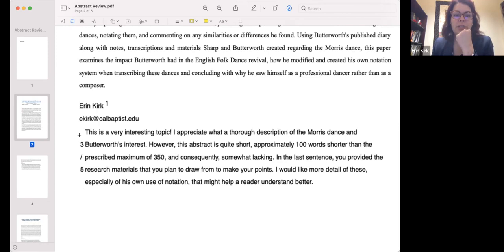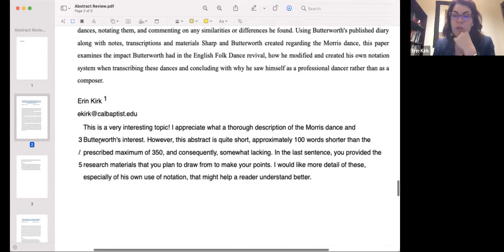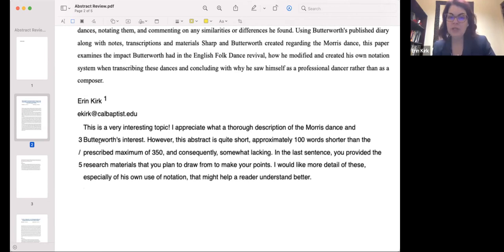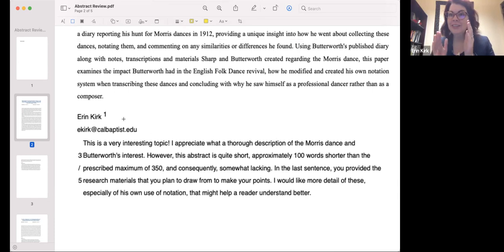So let's see what I commented here. To this author: this is a very interesting topic. I appreciate what a thorough description of the Morris dance. I think some of this cut off, but anyway, Butterworth's interest in this. However, this abstract is quite short, approximately 100 words shorter than the prescribed maximum of 350, and consequently somewhat lacking. In the last sentence, you provided the research materials that you plan to draw from to make your points. I would like more detail of these, especially of his own use of notation that might help a reader understand better. So again, the length matters.